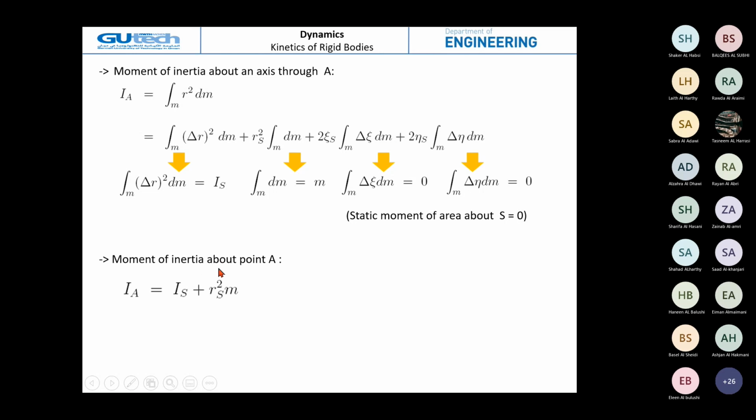Now the moment of inertia about point A can be defined by Is plus Rs square multiplied by the mass M. And this is what we call the Steiner part.